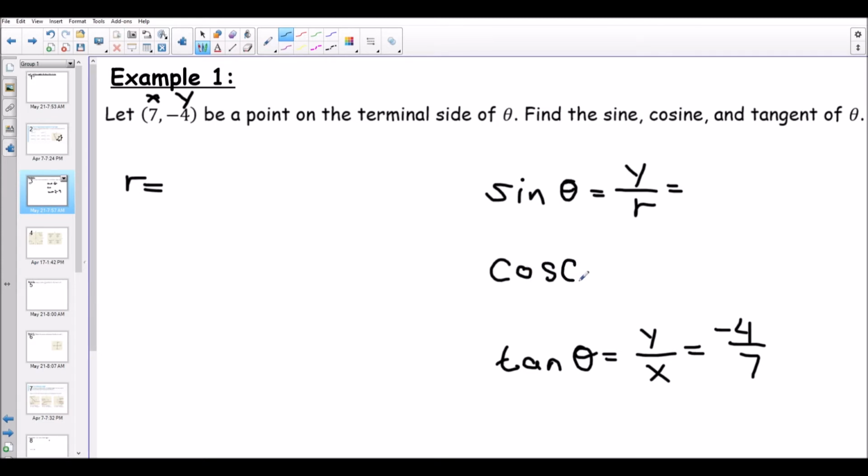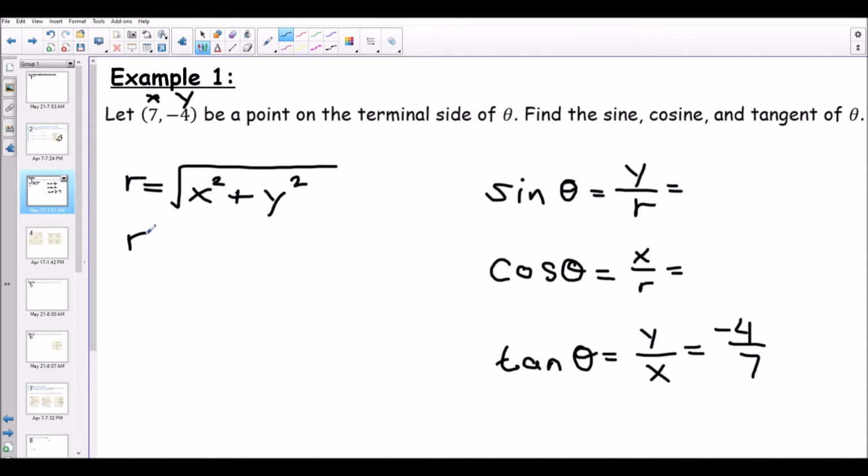And for just making this look nice in my mind, I'm just going to write out the cosine right now so that we can work through this pretty quickly. All right. Radius equals the square root of x squared plus y squared.